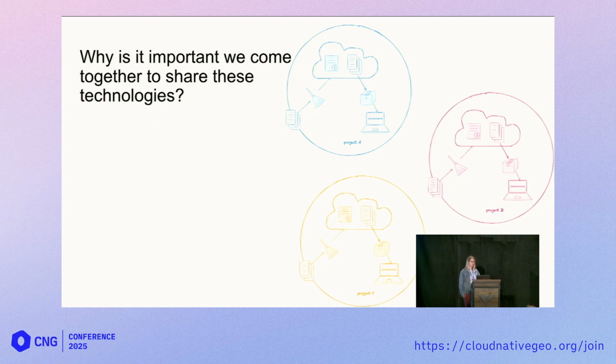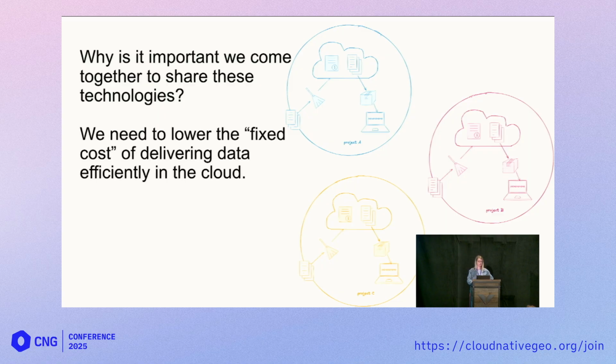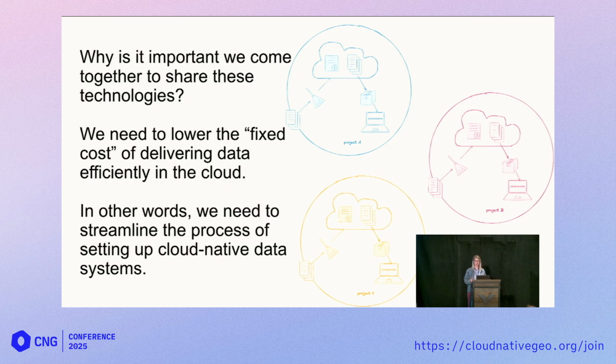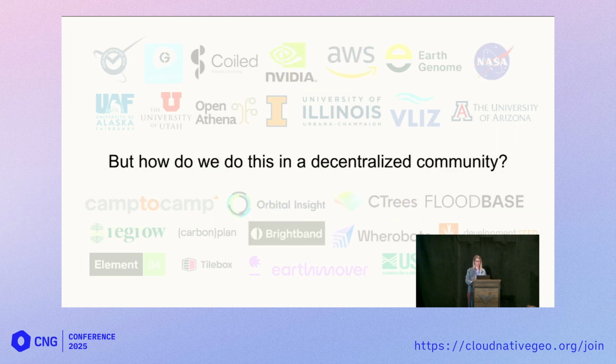So zooming out again, why is it important that we come together to share these technologies? I would say that even though we have all these cool technologies that help us derive insights from this data on the cloud, we still need to lower the fixed cost of delivering this data efficiently. Each product has to build its own ecosystem or infrastructure from scratch. So that's what I would like to talk about here: how can we lower the cost of producing one of these systems for a given new application? In other words, we need to streamline the process of setting up these cloud-native data ecosystems.